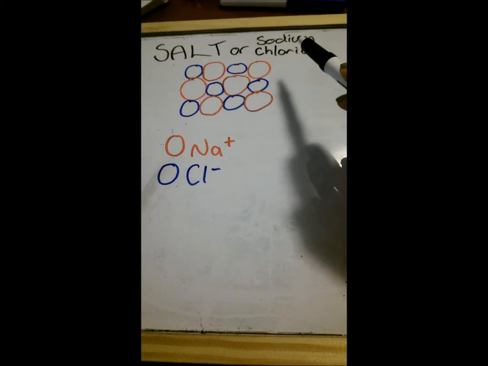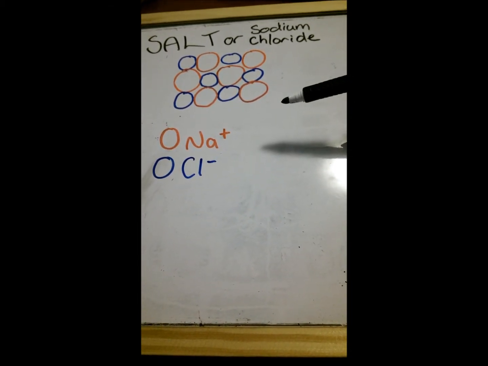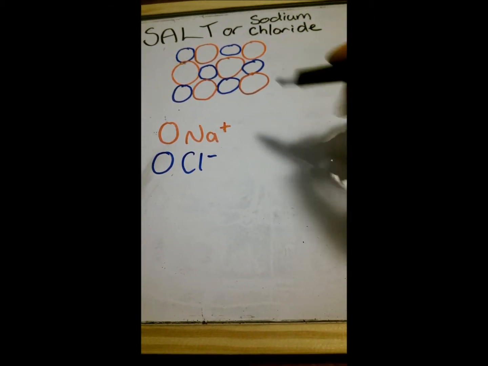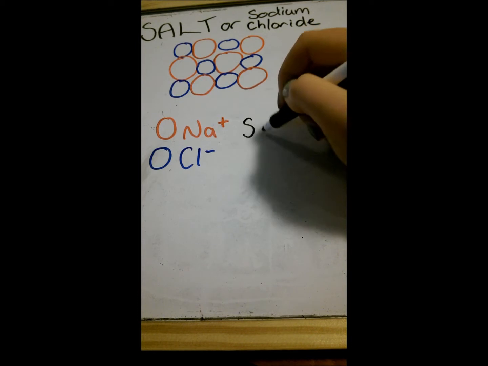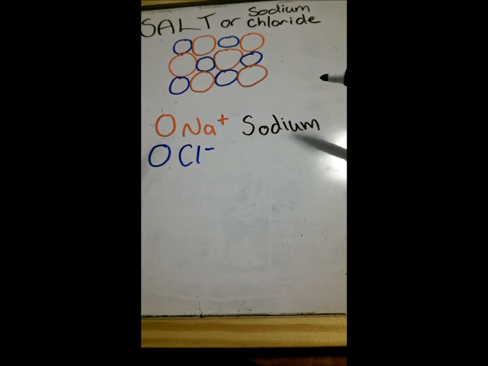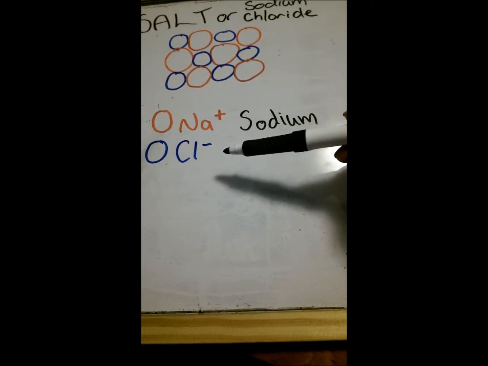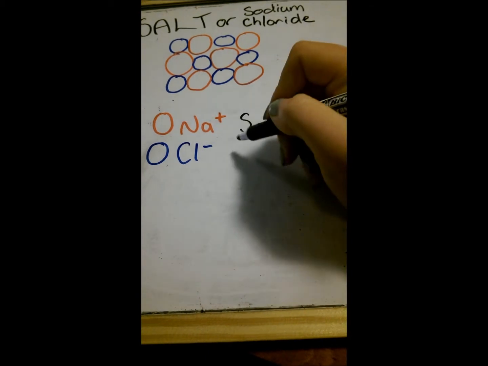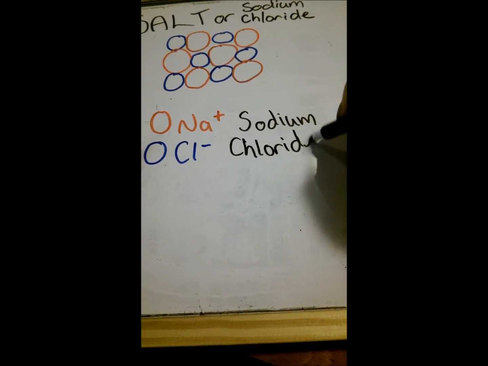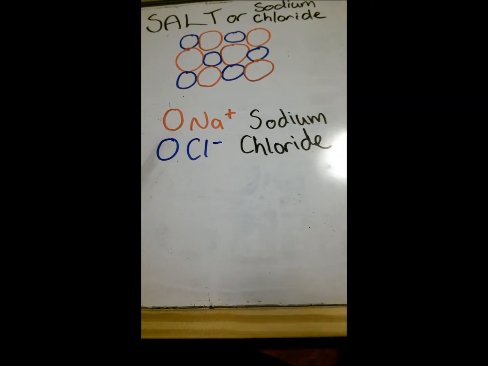Salt, or sodium chloride, is comprised of sodium and chlorine to create an ionic bond. Sodium, which is Na on the periodic table, has a positive charge, where chloride, which is Cl on the periodic table, has a negative charge.